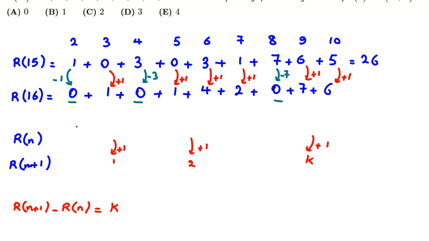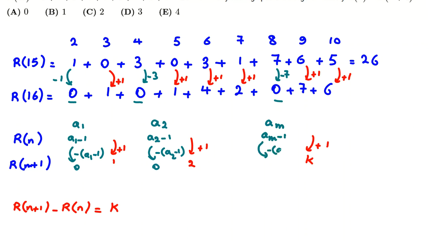Suppose, for example, for the divisor a1, the remainder is a1 minus 1, then the next part will be 0. So it will be minus (a1 minus 1). And for a2 we have the same thing: the remainder is a2 minus 1, so it will be negative (a2 minus 1). Up to am, it will be minus (am minus 1), since the next remainder will be 0. So the total will be minus (a1 minus 1) minus (a2 minus 1) minus (am minus 1).